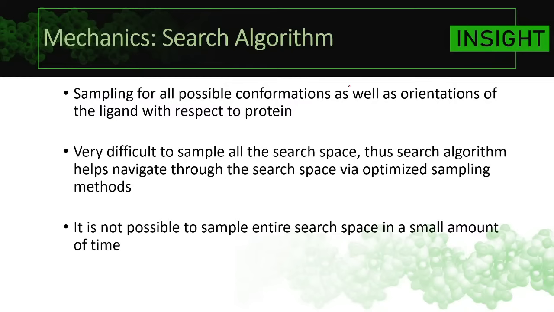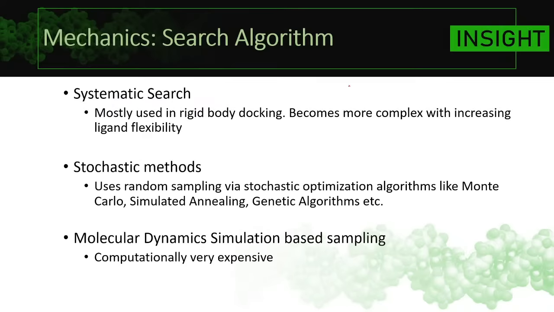So these search algorithms are the ones which will decide how and which type of conformations are being sampled by the software that we are using for molecular docking. There are various types of search algorithms. The simplest is the systematic search, in which each conformation is checked sequentially, one by one. Of course, it is a long process and it is fine for rigid body docking, but it is very difficult to use for flexible docking. That's where the stochastic methods come into the picture.